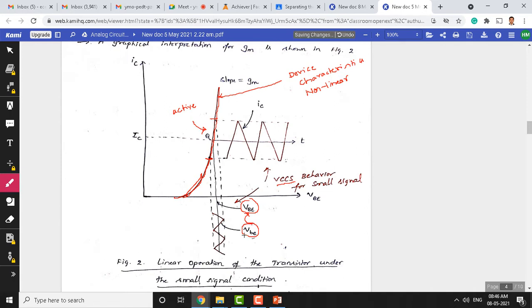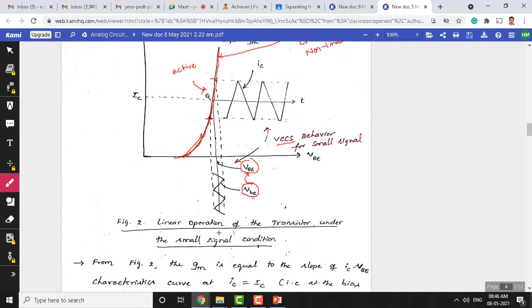Since we apply input as a voltage signal, and output what we get here is a current signal, we can increase the strength of the current signal to a larger extent, because we are operating at the mid of the operating point in the device characteristics, and any small signal applied in this Q point or in this active region becomes very large in strength. So that is the principle of operation of the BJT to use it as an amplifier. This is called linear operation of the transistor under the small signal condition here.